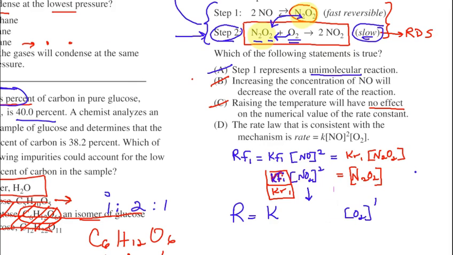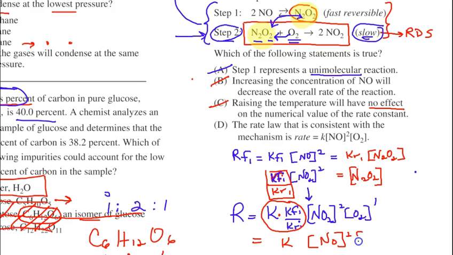So I'm going to put my NO, I should say, squared, and then I have my Kf of 1 over my Kr of 1, and essentially, as you can figure out, the K of the second step plus these two guys in this fraction equals the K of the reaction, and now I have what? NO squared, O2 to the 1, and if you notice, it's exactly what the reaction here is.